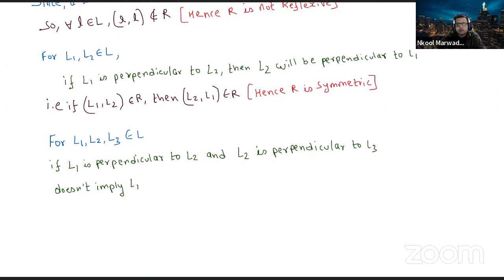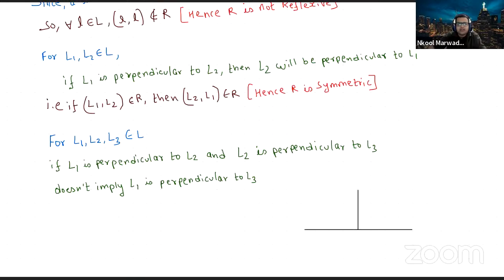One figure we will draw. L1 perpendicular to L2 and L2 perpendicular to L3 does not imply L1 is perpendicular to L3. So let us suppose I have a line L1, and I have a line L2 which is perpendicular to L1, and I have a line L3 which is perpendicular to L2. So L3 has to be something like this.